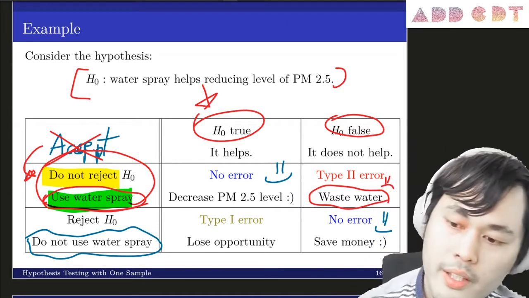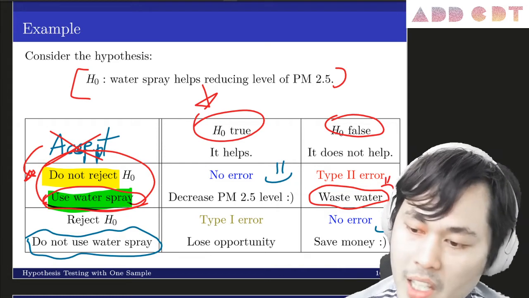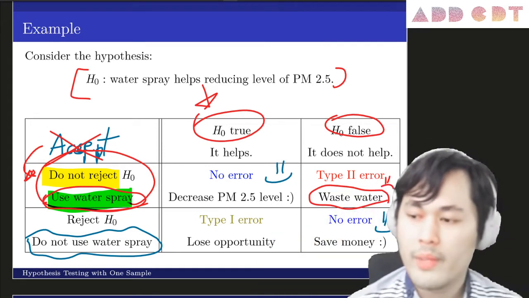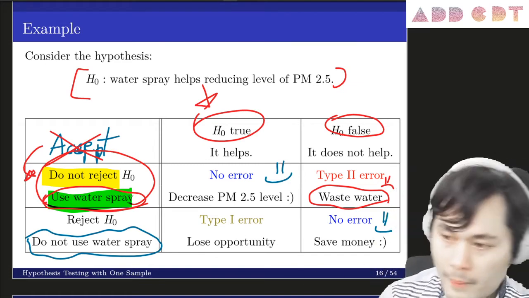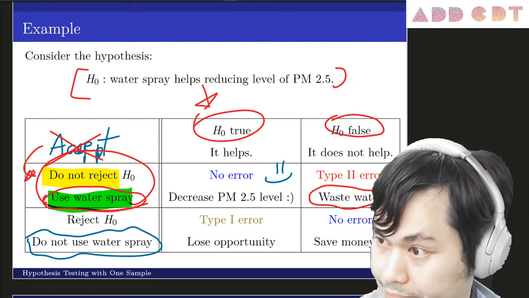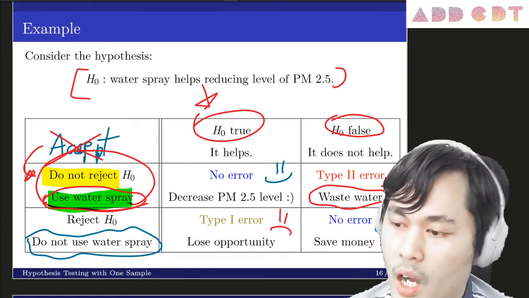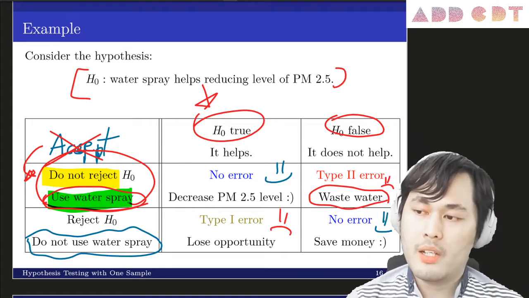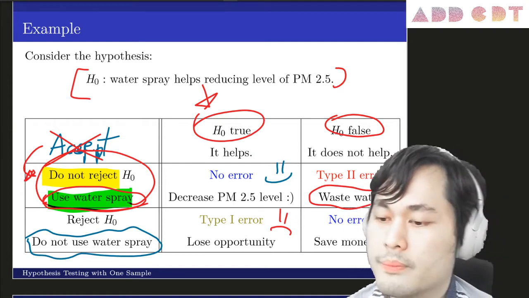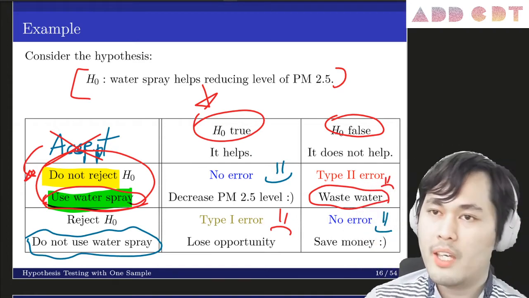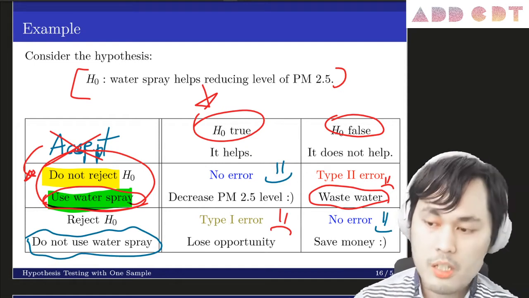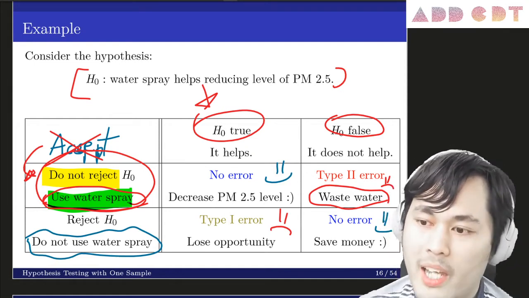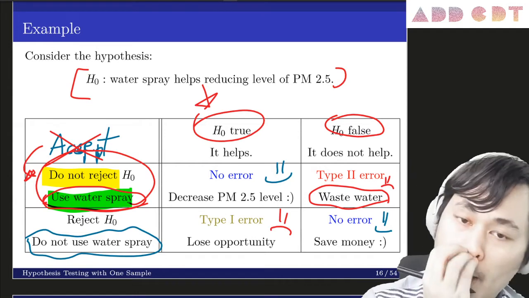And on the other hand, if we do not believe, we think, oh, that's fake news, that's false, there's no way it can be true, but it turns out to be true. What happens here is we lose the opportunity to actually reduce the level of PM2.5. Maybe we don't believe and we do something else, so we lose the nice opportunity to actually make a difference, to actually help people.